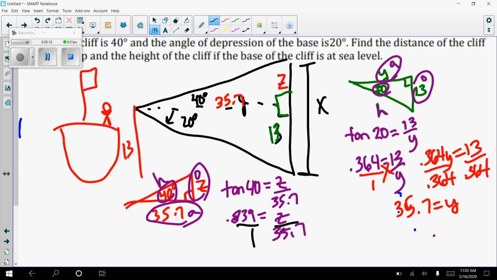1 and I cross multiply and I get z equals 0.839 times 35.7, 29 point, well, actually it would round up to 30. So this would be 30. So remember what we found there was that. So this is 30. So that means to find the total height, we would have to add the 30 and the 13. The total height of the cliff would be 43.